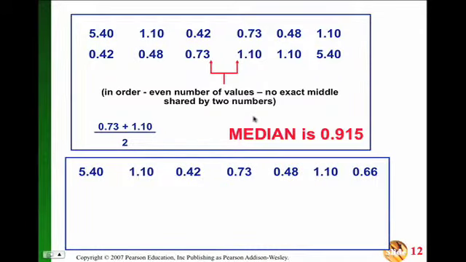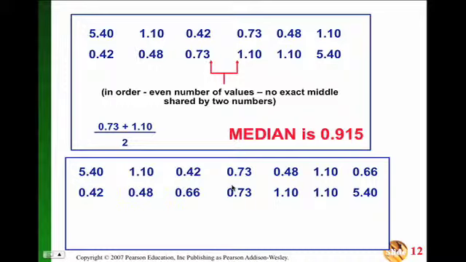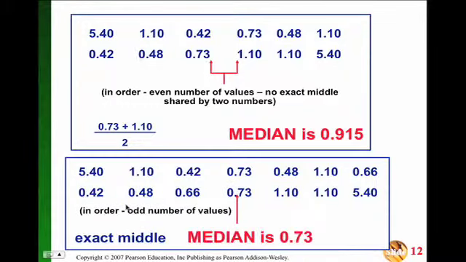Now we have an odd number of values, 7. We put them in ascending order, lowest to highest. Median's the exact middle value, equal number above, equal number below.